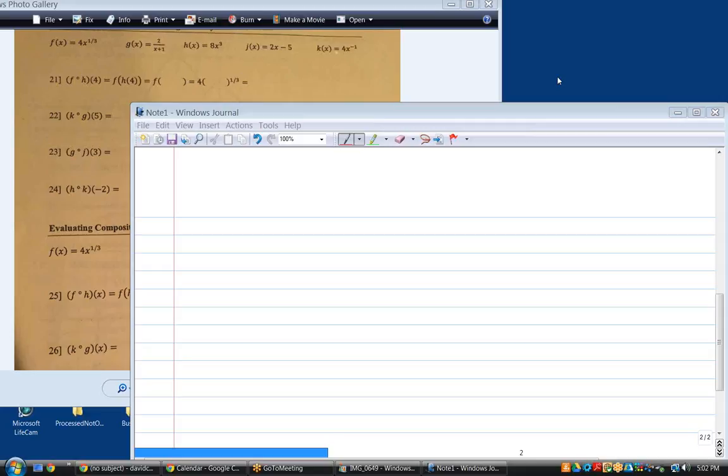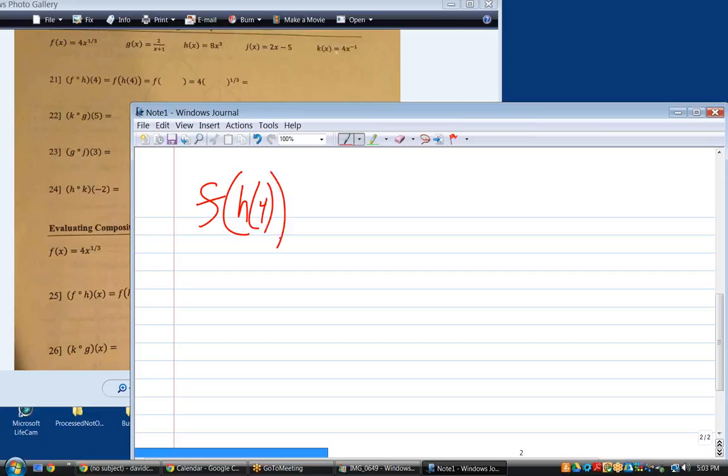Good. All right. So, do we want to start on 21 here? Yeah, she told us that 25 through 28 we are doing in class tomorrow, but she wanted us to finish 21 through 24 as homework. Okay. So let's look at 21. It tells you that we really want to look at f of h of 4.